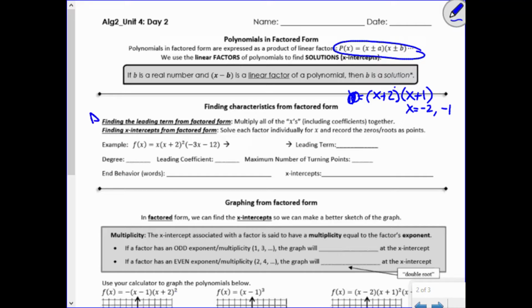This little step right here, we're going to find the leading term by multiplying all the x's, including their coefficients and powers if they have any. We're going to multiply them together. That's how we're going to find the leading term. So you can take your pencil or a pen or a highlighter, and I'm going to underline all of the x's that I see, including their coefficients if they have one. Okay.